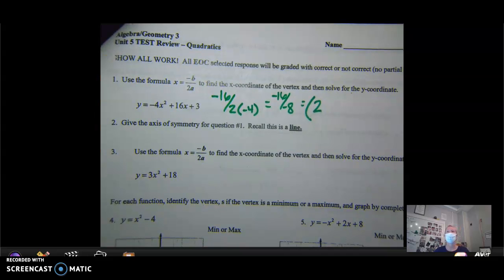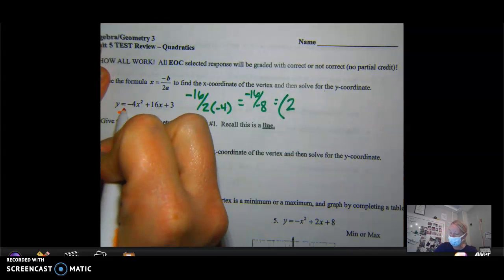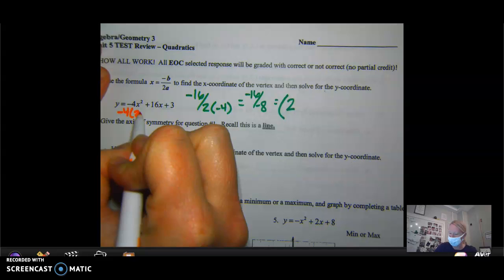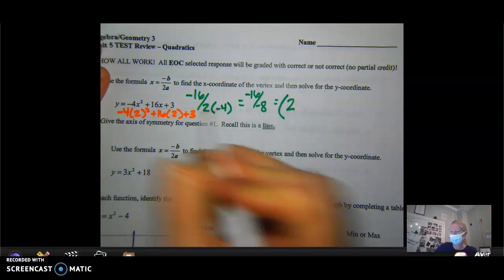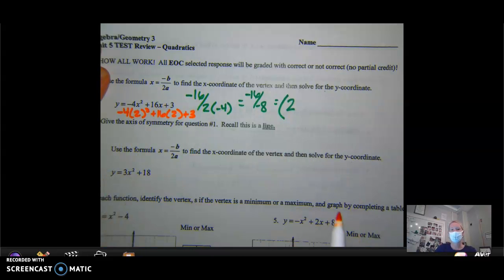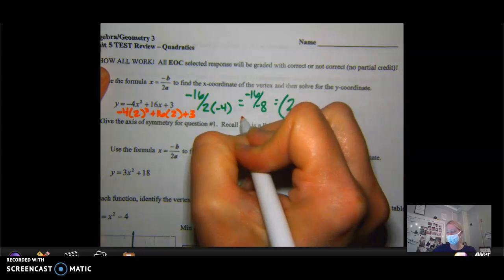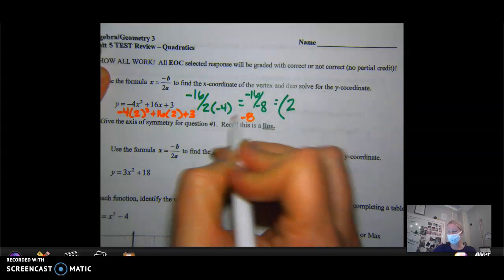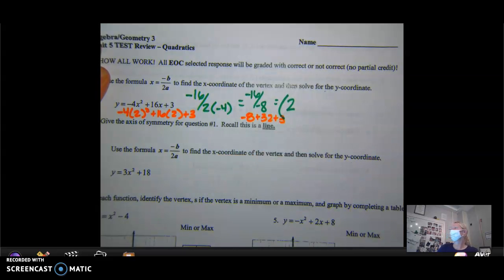They then wanted us to find the y value, right? How do I find the y value of the vertex? So negative 4 times 2 squared plus 16 times 2 plus 3. I'm taking the 2 value of x and putting it in for x here. So 2 squared is 4. 4 times negative 4 is negative 8. 16 times 2 is 32. And then plus 3. So 32 minus 8 plus 3 gives you how much?